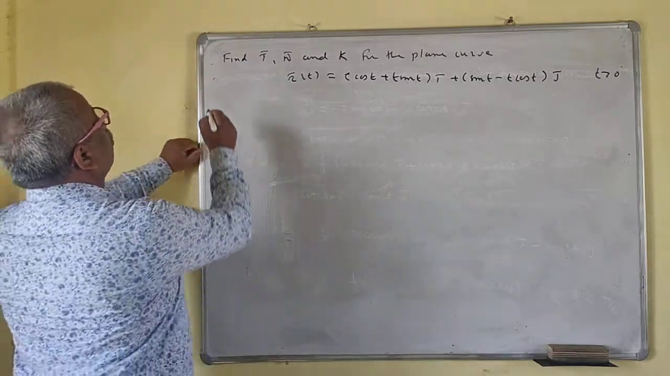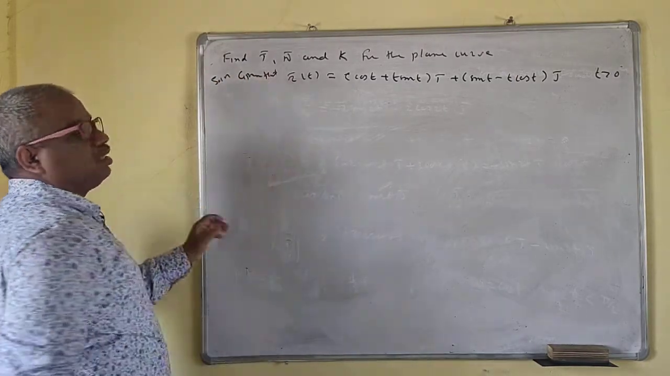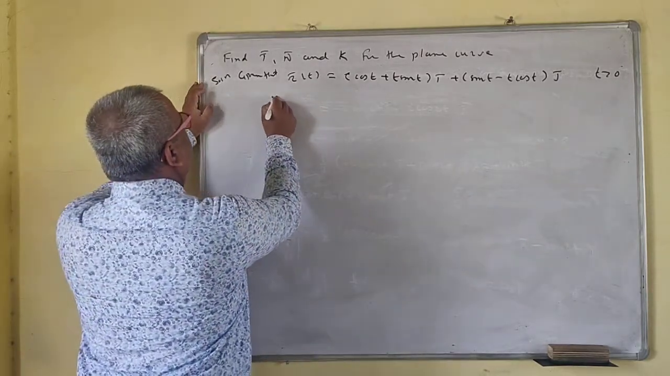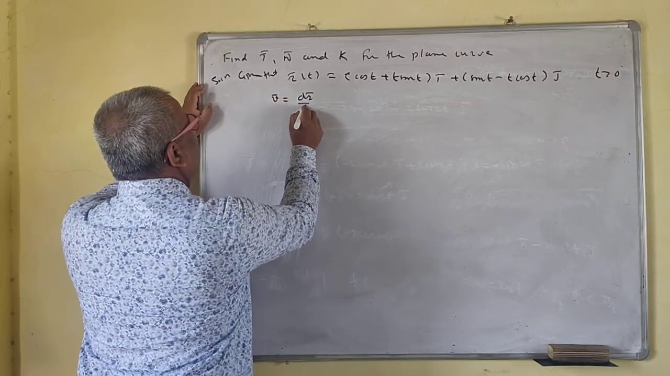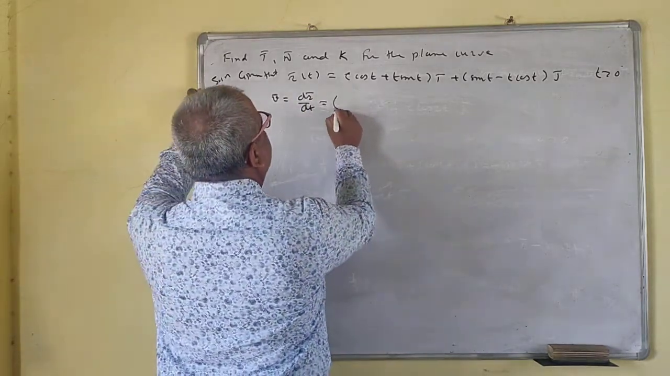Okay. Solution. Given that this is r bar of t. Now we'll find v bar. v bar is equal to dr bar by dt. We'll just write the derivative.